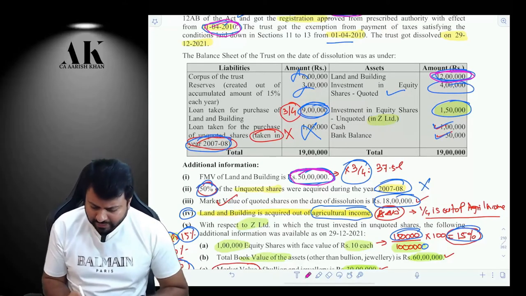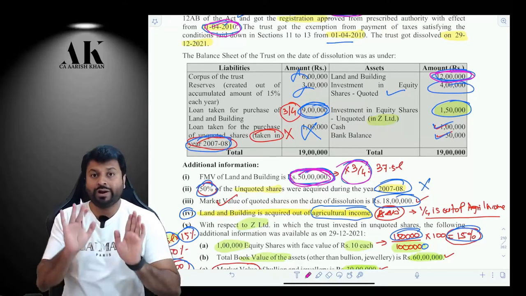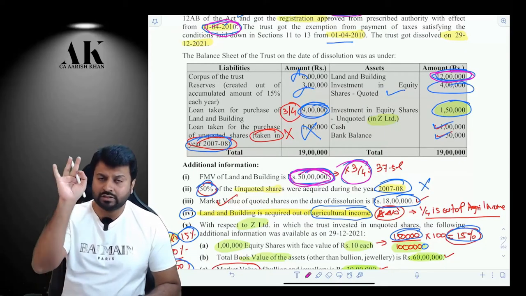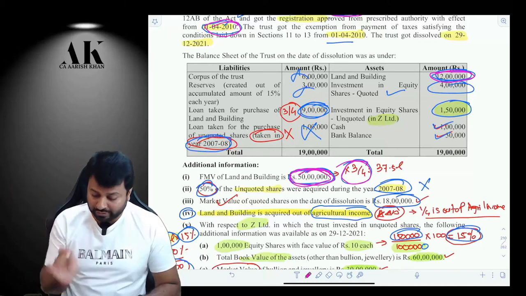So market value, how much should I take? I will take only 3/4 of the market value. Why? Because there is a very important adjustment. Now, a lot of students have asked this doubt to me. I'm clearing this doubt here itself. This doubt should not come to you henceforth. Okay. Now, be very careful.